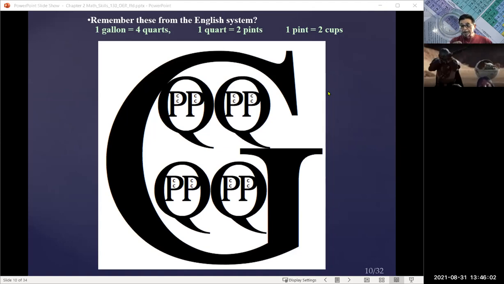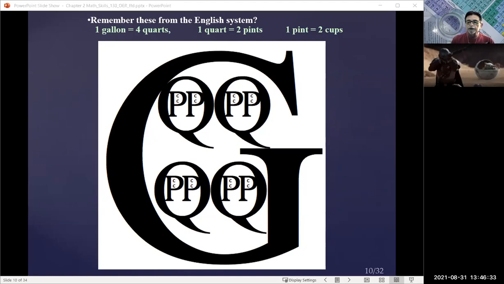The big G is a gallon, obviously. Within the big G, you have 4 Qs, which represent 4 quarts. So there are, in 1 gallon, 4 quarts. Now, within the quart, there are 2 Ps. So that tells you that there are 2 pints in 1 quart. And then finally, within the P, there are 2 little C's, which represent 2 cups. There are 2 cups in 1 pint. So I have these conversion factors.